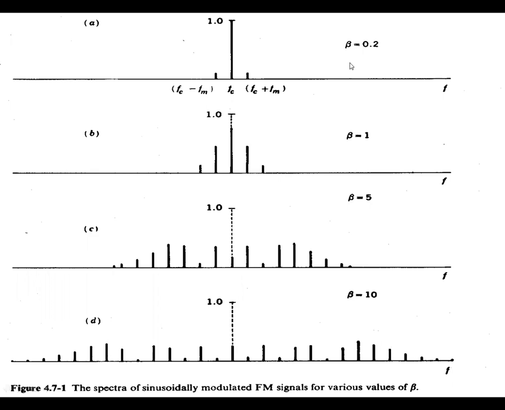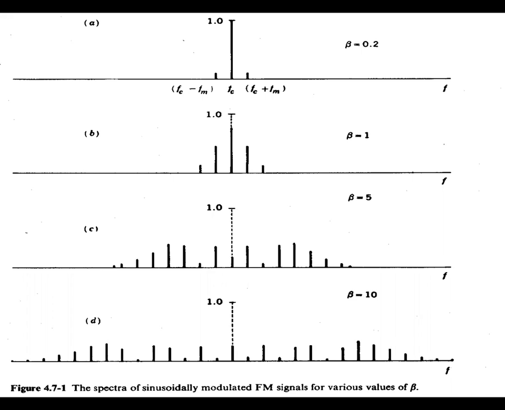At a beta value far less than or equal to 1, the bandwidth of AM and the bandwidth of FM are the same. Note this point. That is 2FM. So when beta is far less than 1, the condition is known as narrow band FM. In narrow band FM, the bandwidth is the same as the AM bandwidth.